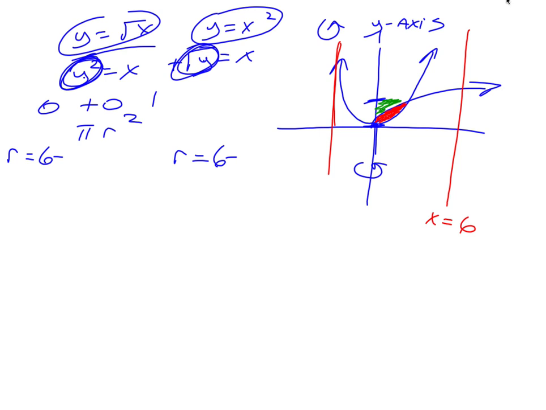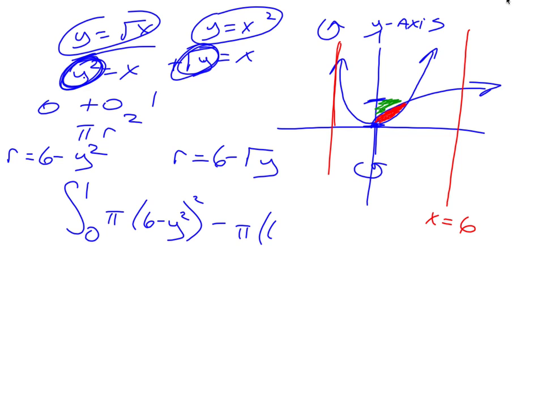Alright, so which one is going to produce the longest radius? The half parabola, which goes with y squared, which means square root of y has to be there. So we integrate from 0 to 1. I've got pi times 6 minus y squared, squared, minus pi times 6 minus the square root of y, squared, dy. Okay, and just for fun, let's plug this in the calculator and mix these up and see if it gives me something that's negative.